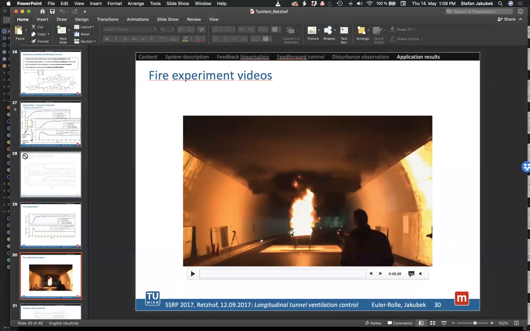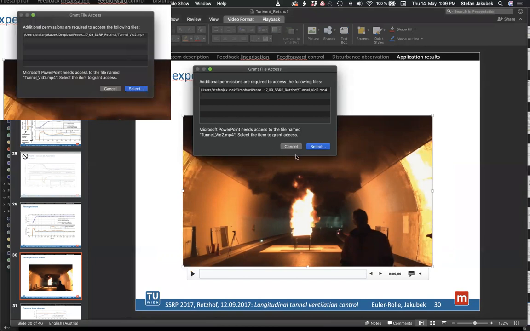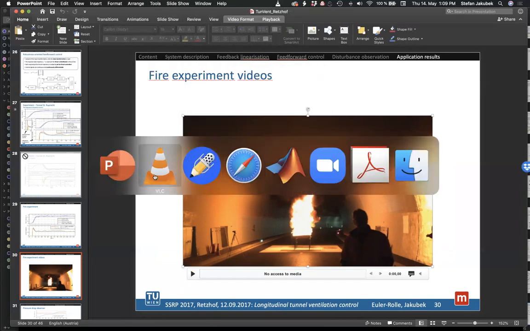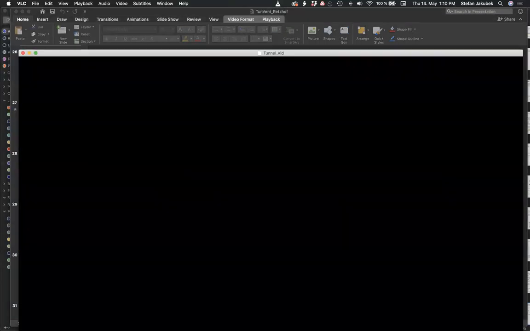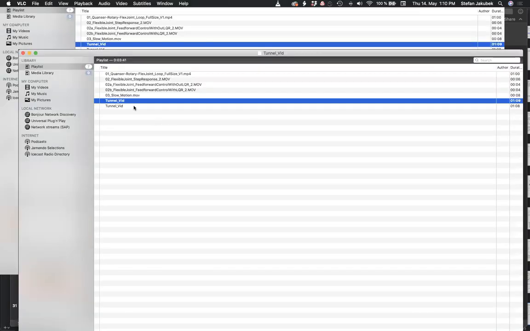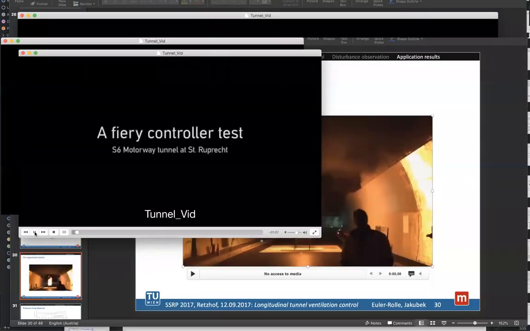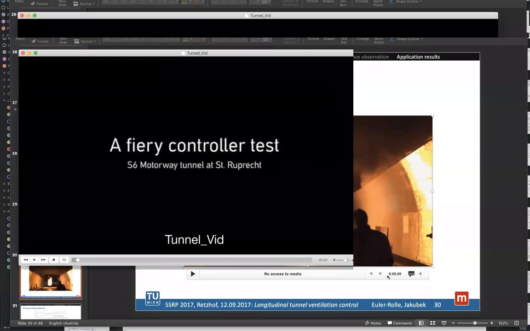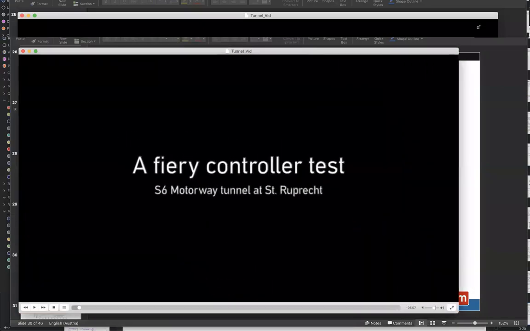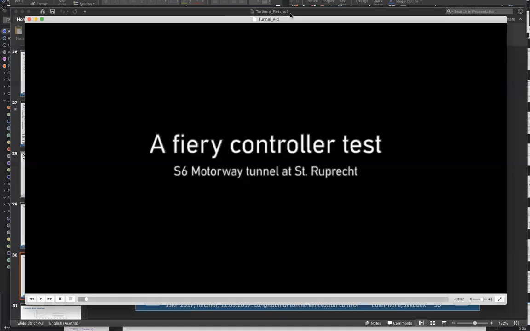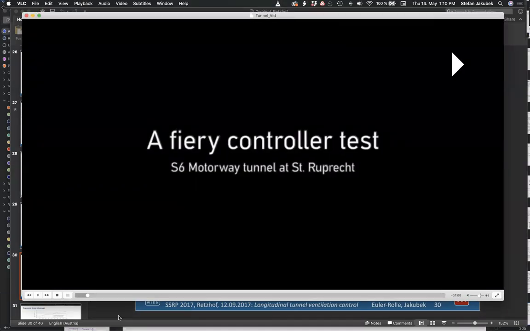So there was a kind of table with this incentive mixture of gasoline, petrol, and diesel. And let me just start the video. So in the first part, it's just during the transient, so when the fire has just begun.